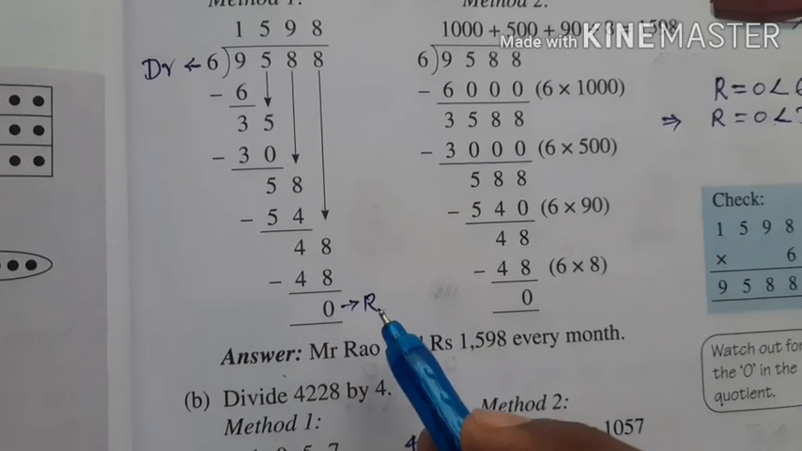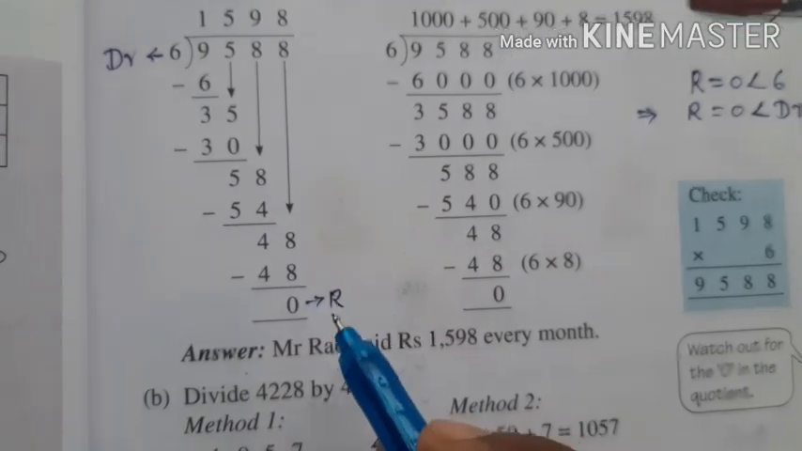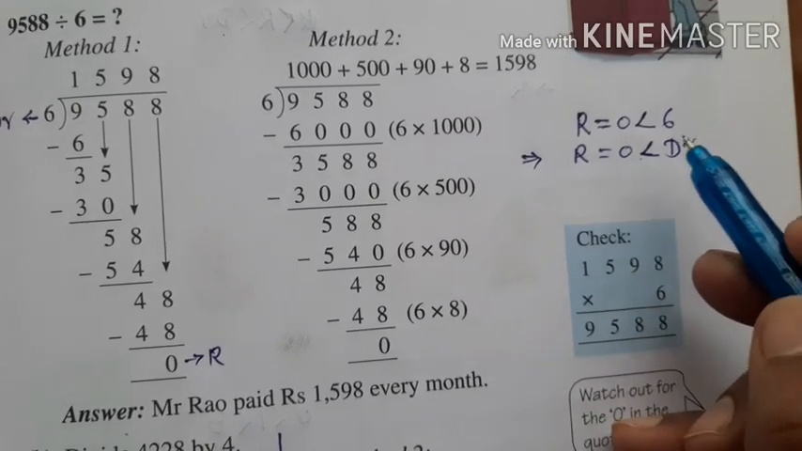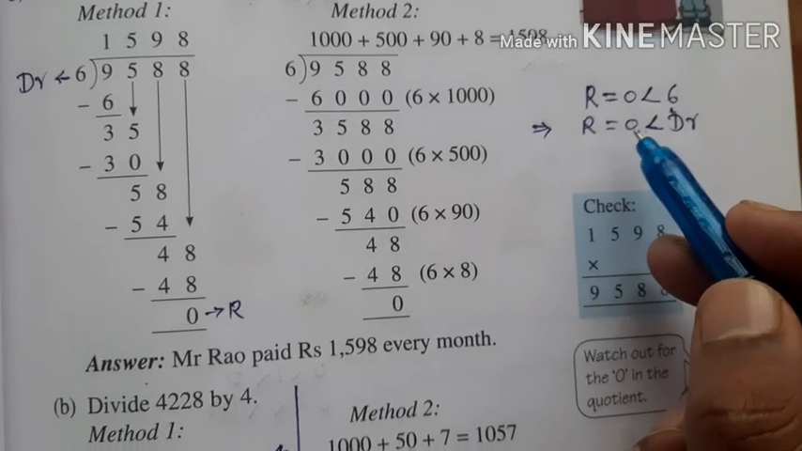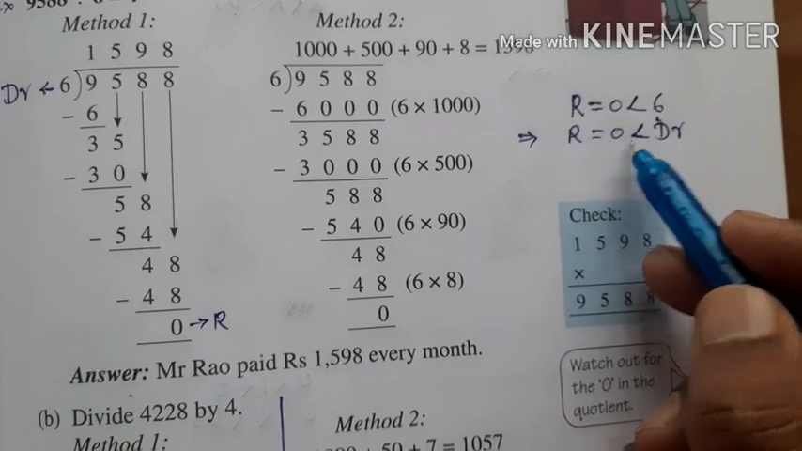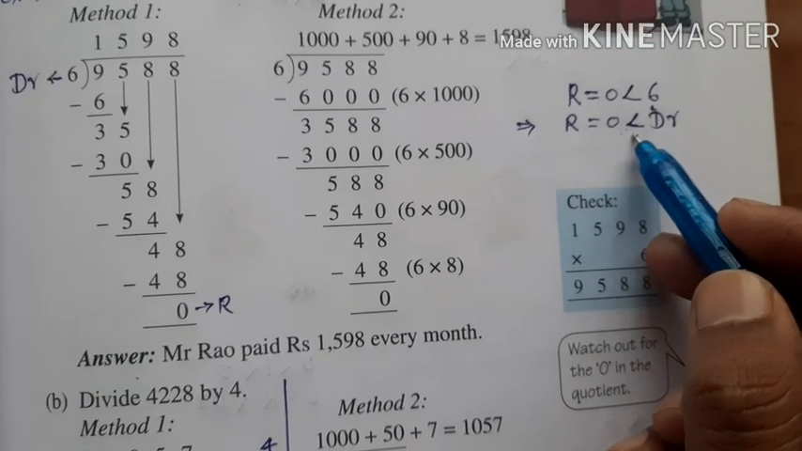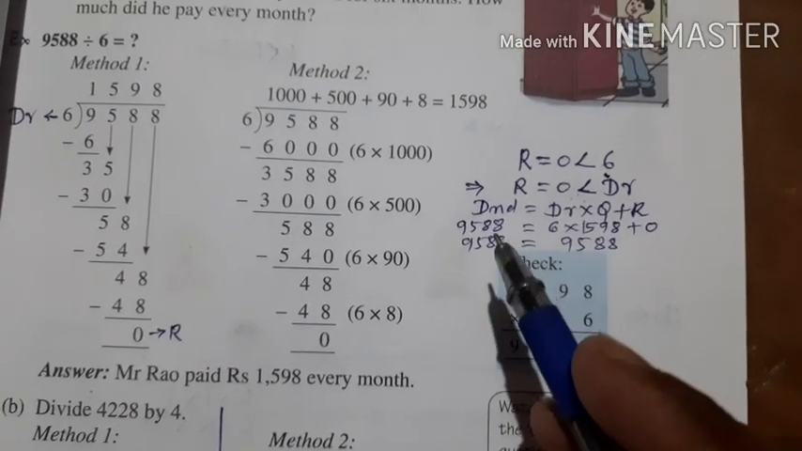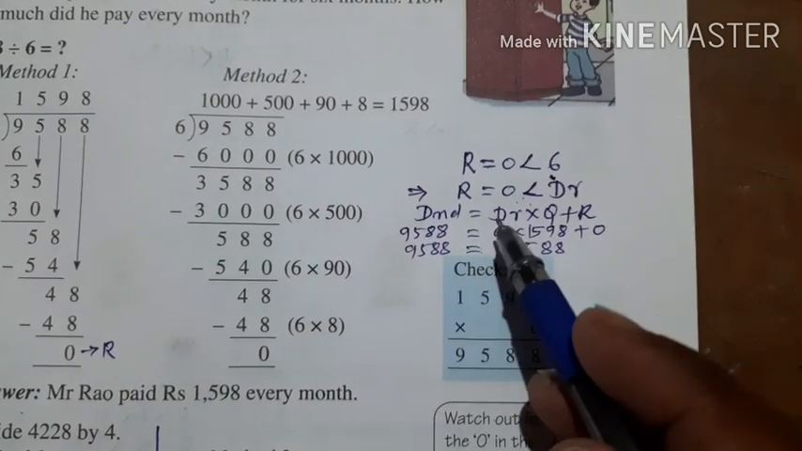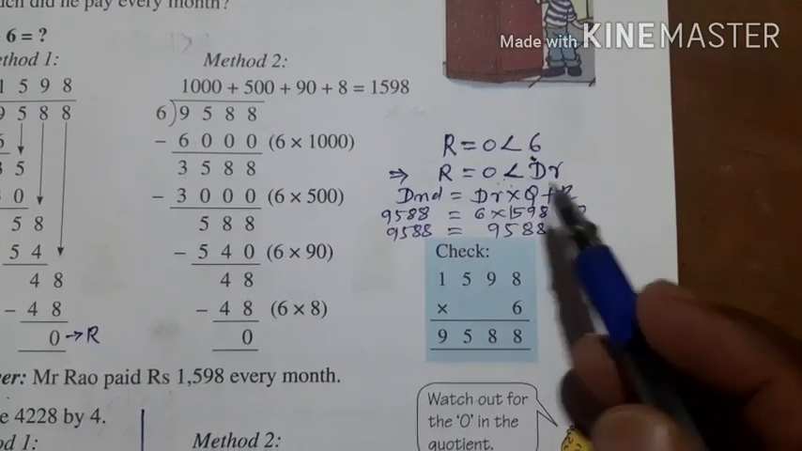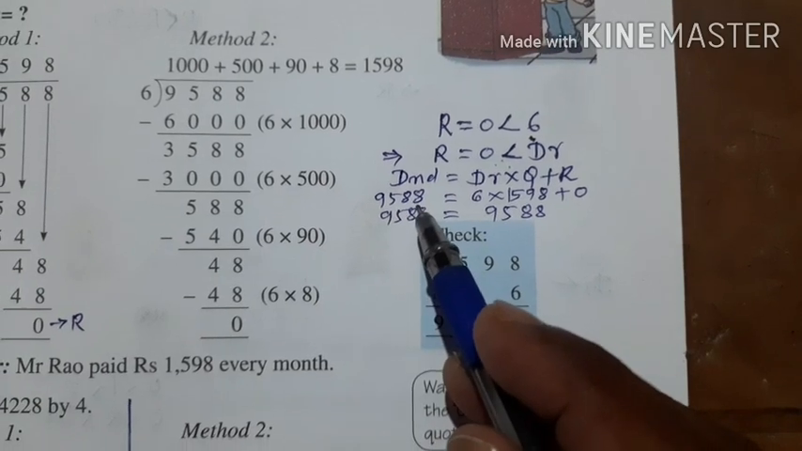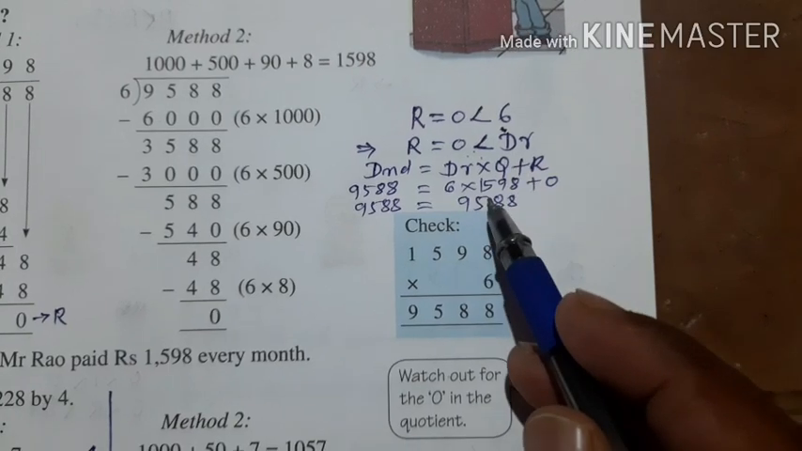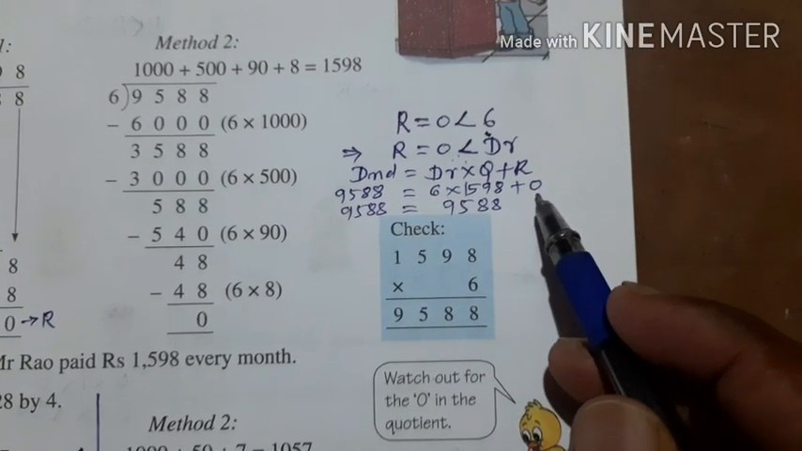If you compare the remainder and divisor, you will see that the remainder is equal to 0 and less than 6. Means here remainder is equal to 0 but less than divisor, because here the divisor is 6. And if we apply division lemma here, dividend is equal to divisor into quotient plus remainder. Here dividend is 9588, divisor is 6 and quotient is 1598 and remainder is 0.